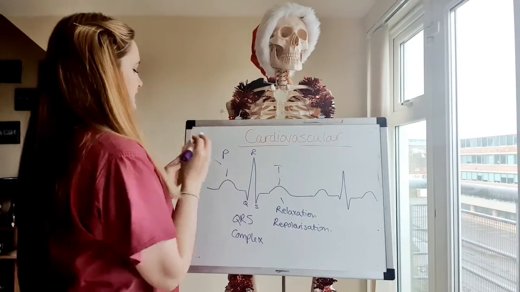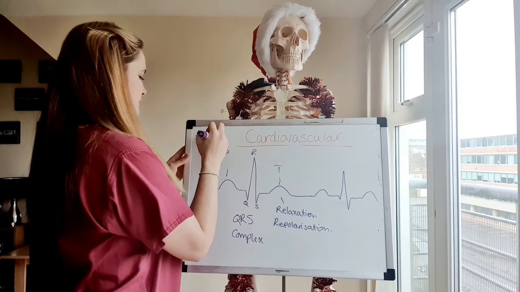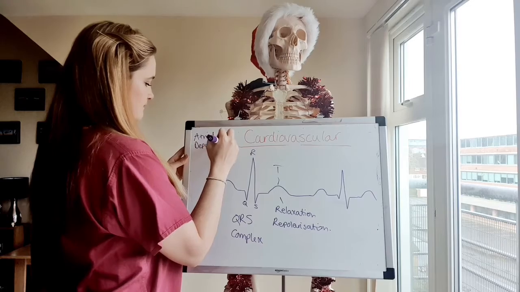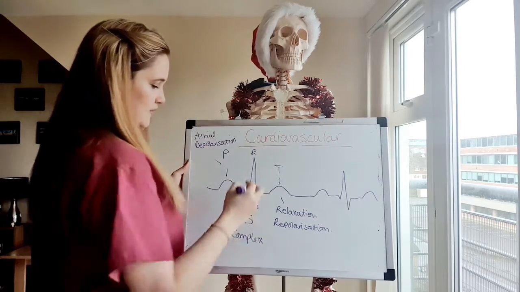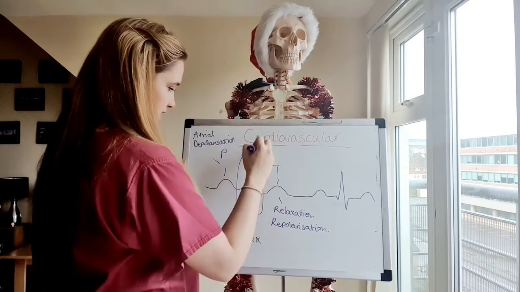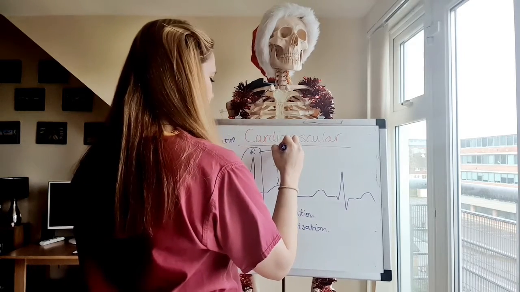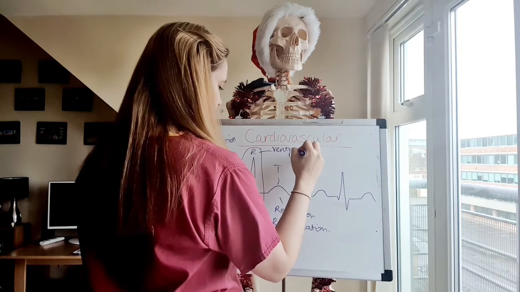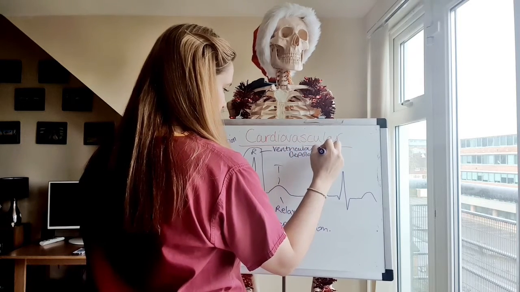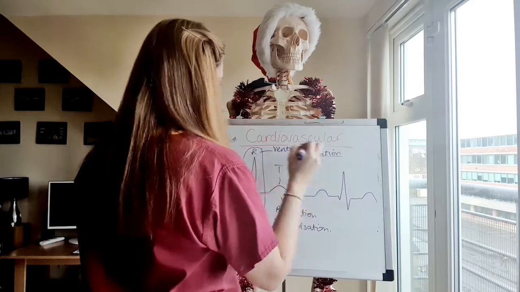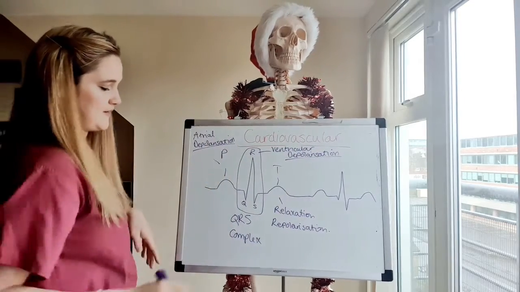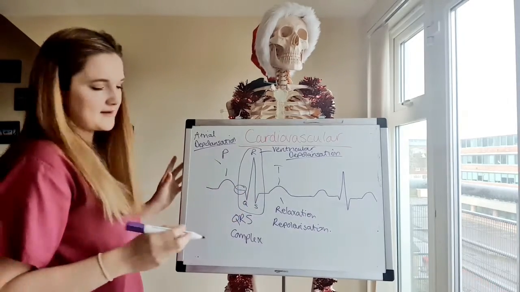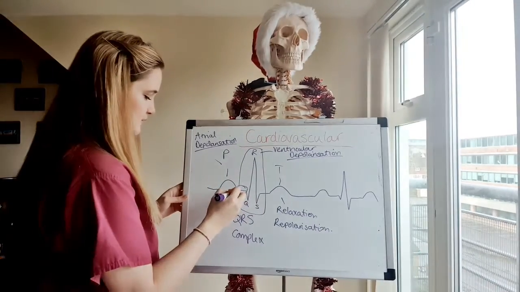So our P wave is our atrial depolarization. Our QRS, so this fancy thing here, is our ventricular depolarization, or contraction. Atrial contraction is our P wave. And then the little pause here. So we don't want this to be too big. If it is, we'll go into why that's a problem.